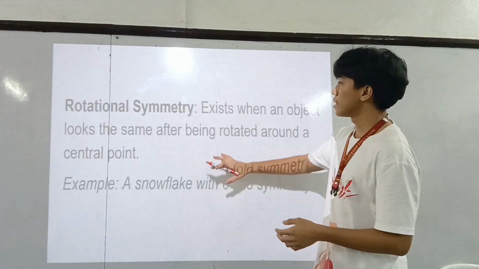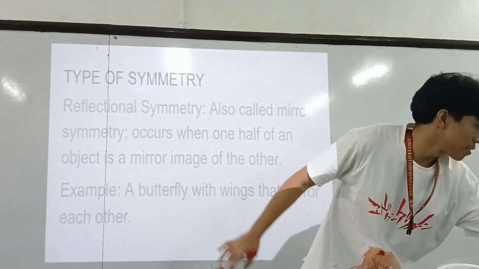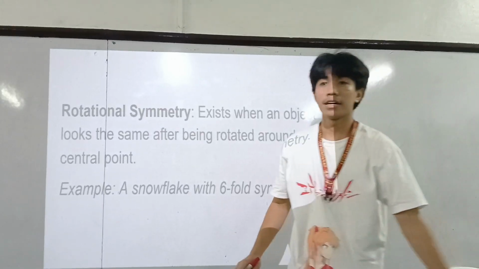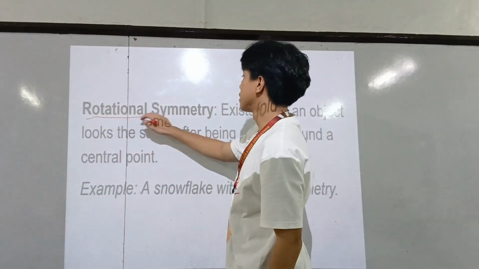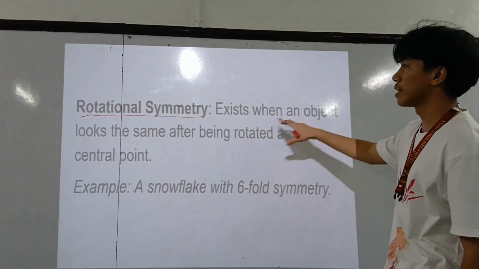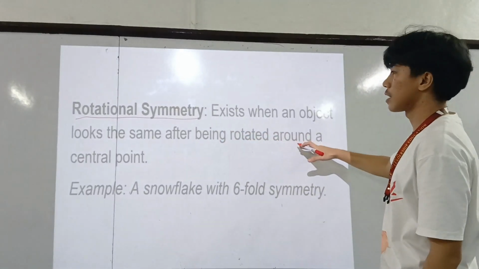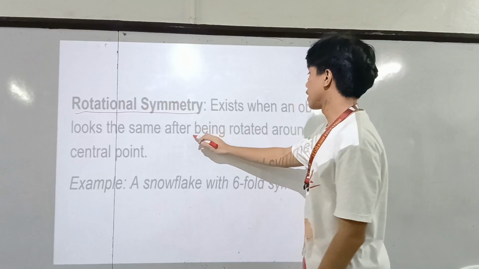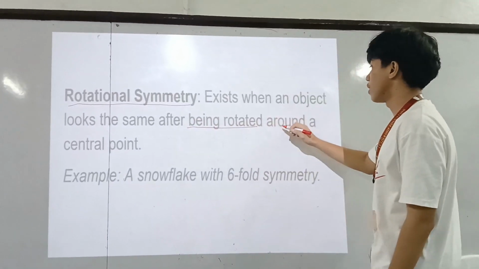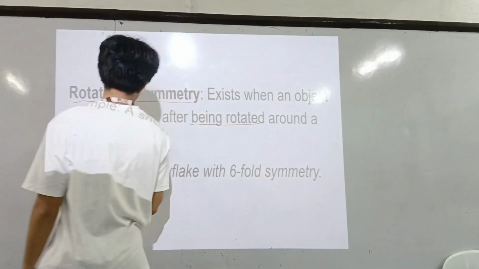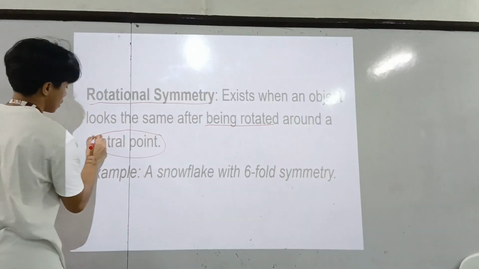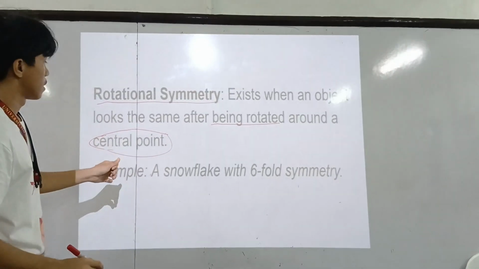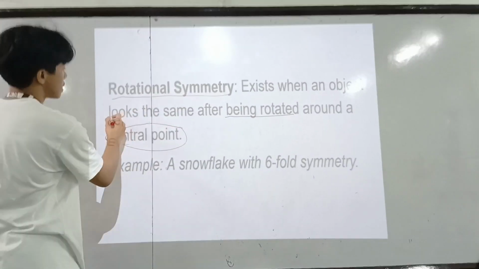After the reflectional symmetry, we have the rotational symmetry. This is when an object looks the same after being rotated around its axis. This means that after being rotated around a central point, it will still look the same.